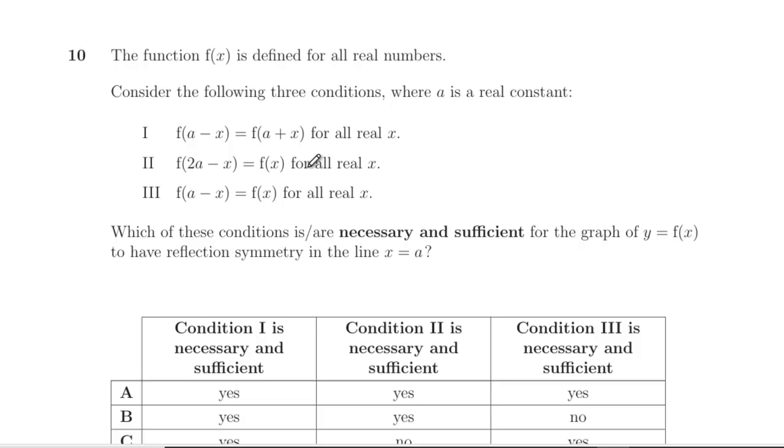Function f of x is defined for all real numbers. Consider the following 3 conditions where a is a real constant. Okay, we've got various transformations. Which of these conditions are necessary and sufficient for the graph y equals f of x to have reflection symmetry in the line x equals a? Okay, right, this looks tricky.